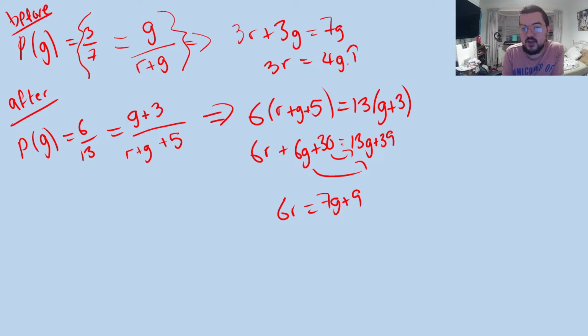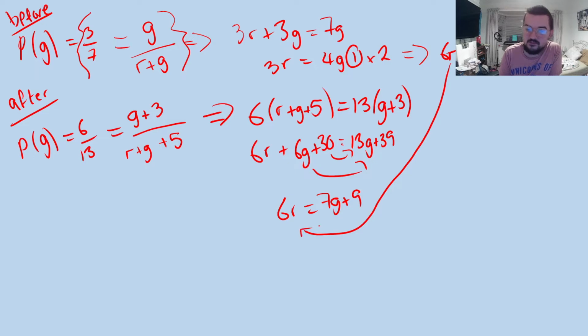This equation here, we'll call it number 1. We're going to multiply both sides by 2. So whatever we have on the left hand side, these two things are equal. We're going to double both sides so they're still both equal. And what we get is 6R equals 8G. 6R, 6R. These two things are the same.